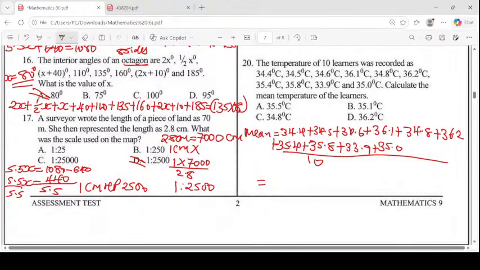34.4 plus 34.5 plus 34.6 plus 36.1 plus 34.8 plus 36.2 plus 35.4 plus 35.8 plus 33.9 plus 35.0. Divide this by 10, we get 35.07, but because our answers are to one decimal place, this becomes 35.1 degrees Celsius, which is choice C for CAT.